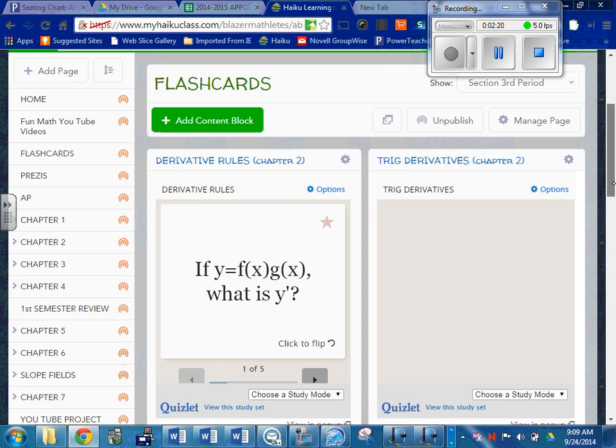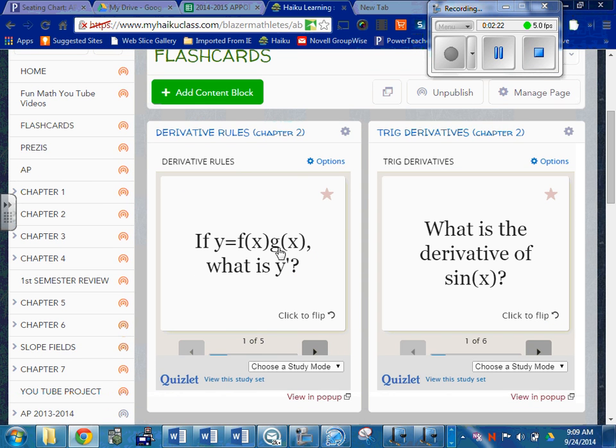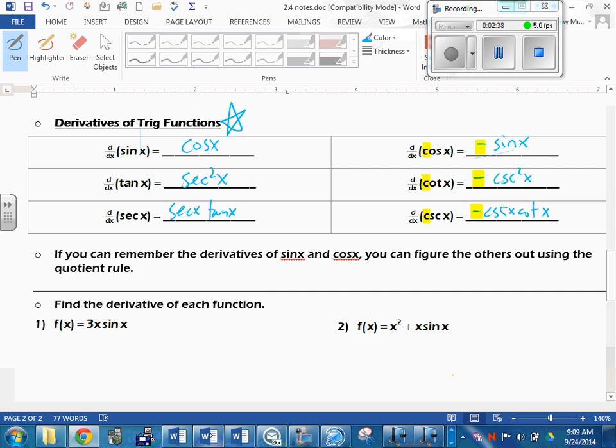All right, so here we have some for the derivative rules. So this one would be like product rule. It has those in here. This one is trig derivative, so the ones we're looking at today. So you could practice these through the website or Quizlet. There's an app also that you could use. All right, but let's go ahead and take a look at one together.